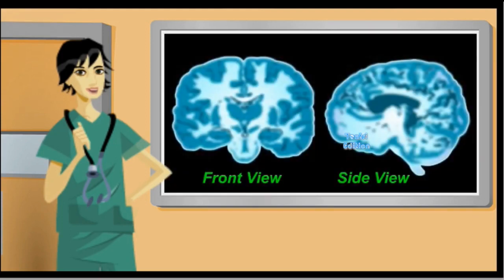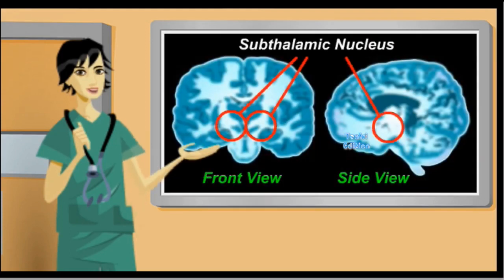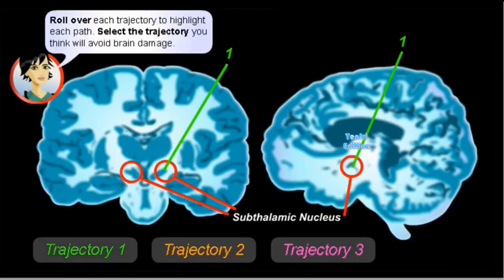Take a look at this image. We are targeting the subthalamic nucleus on both sides of the brain. Let's plan the trajectory for the first side. Select the color of the trajectory that you think would avoid the possibility of brain damage. You've completely missed the target, the subthalamic nucleus. Try again.